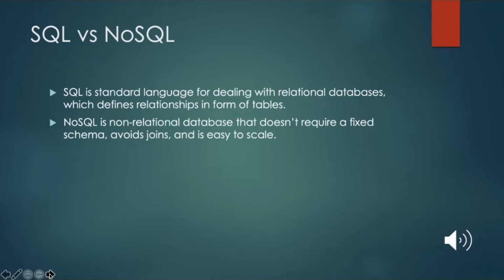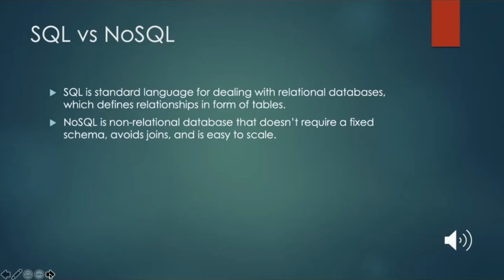SQL databases were developed in the 1970s with a focus on reducing data duplication, while NoSQL was developed in the late 2000s with a focus on scaling and allowing for rapid application change driven by agile and DevOps practices. Some examples of SQL databases are Oracle, MySQL, Microsoft SQL Server, and PostgreSQL. Some examples of NoSQL databases are MongoDB, CouchDB, DynamoDB, Cassandra, Redis, Neo4j, and Amazon Neptune.